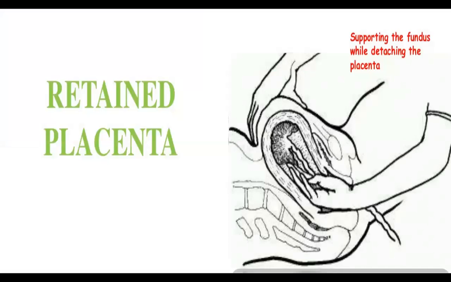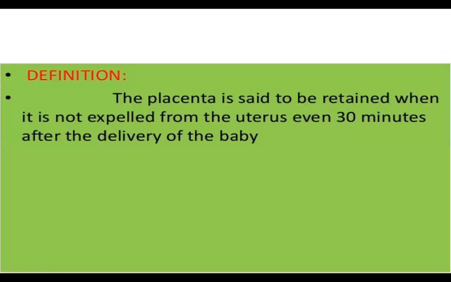And the last one is the complication of the third stage, that is, the placenta. Normally, the placenta, just by gentle pulling, discharges from its original site within 30 minutes. But if even after completion of 30 minutes it does not come out, then it is called a retained placenta. That is how it is seen in this diagram. It is removed manually, supporting the fundus while detaching the placenta. So that is the manual removal if it normally does not take place.